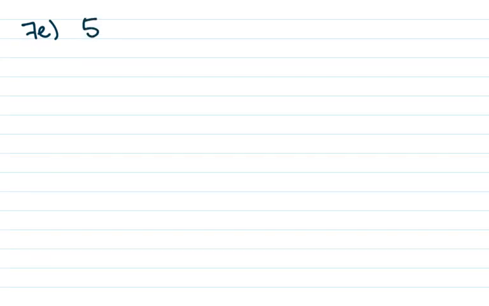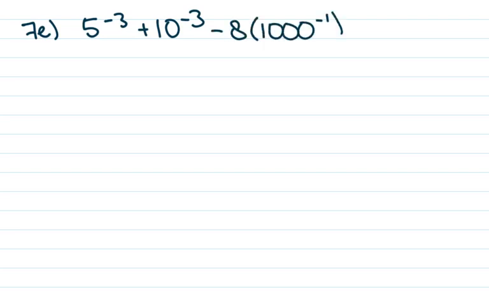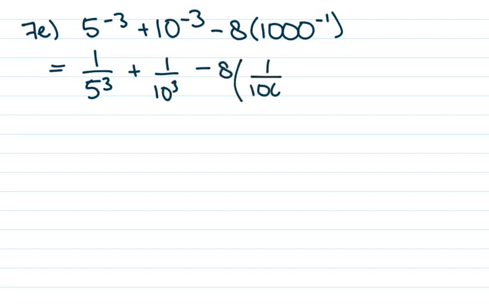And I have 5 to the power of negative 3 plus 10 to the power of negative 3 minus 8 times 1,000 to the power of negative 1. So as soon as I see those negative exponents, I want to get rid of them. So the way to do that is to use the reciprocal. So now I have 1 over 5 to the power of 3 plus 1 over 10 to the power of 3 minus 8 times 1 over 1,000.